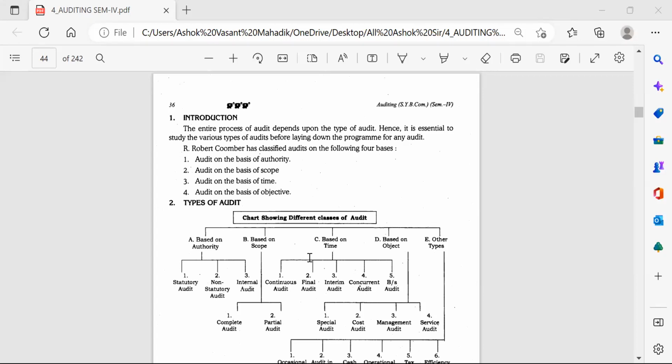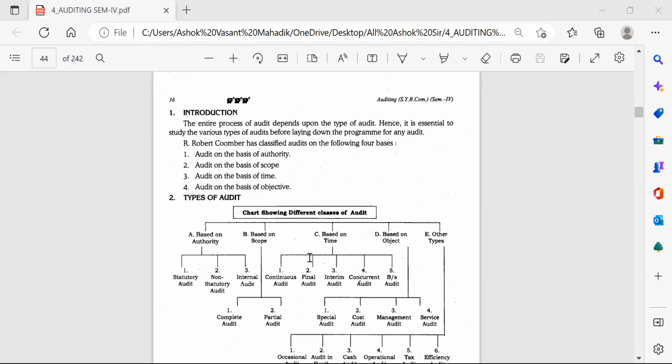Okay. Then the third basis is based on time. Under this criteria, we classify audits as continuous audit, final audit, interim audit, concurrent audit, and balance sheet audit. Okay. Then next is based on object. What is the objective? Why are you conducting it? Under that, we have special audits, cost audit, management audit, and service audit. Okay. And the last type is other types.